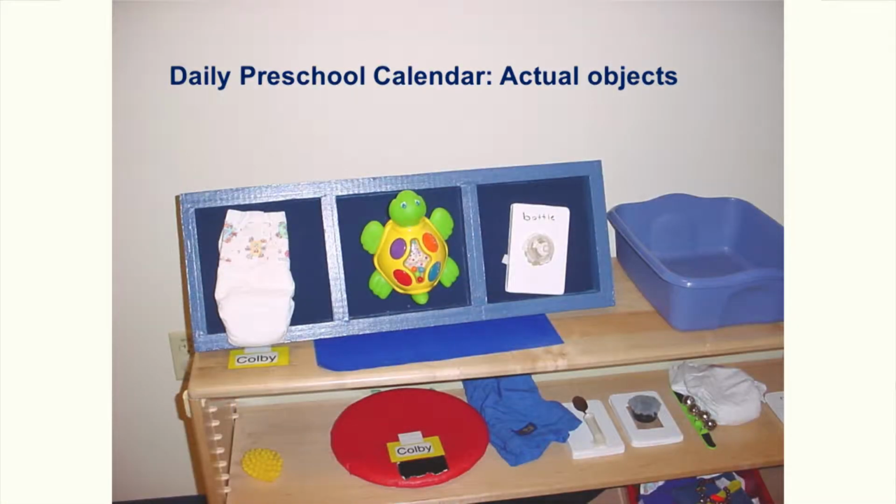This is a preschool calendar with the actual objects. So first we're going to have diaper, and then we're going to play, and then you have your bottle all finished. All of the things down below are there so that they have access.